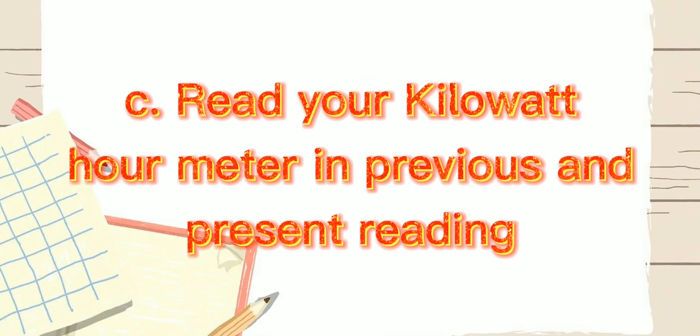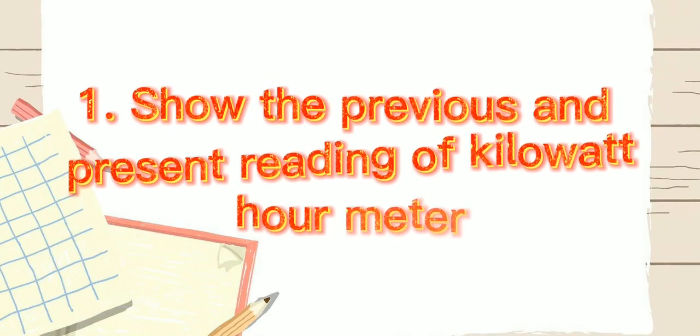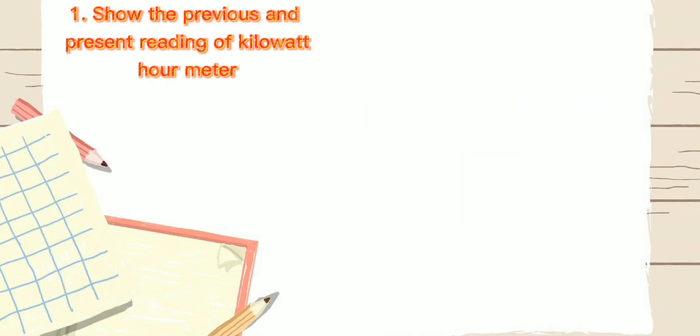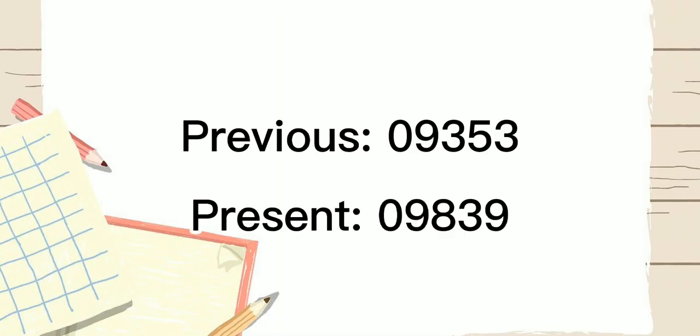Since we have digital, let's move on to letter D. Calculate your monthly bill using kilowatt hour meter. First is to show the previous and present reading of kilowatt hour meter. In the left side, we have the previous one, and the right side is the present. So now we have the previous is 09353 and the present one is 09839.